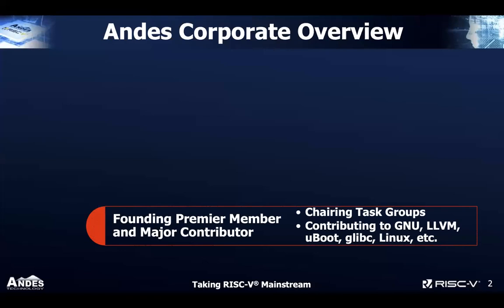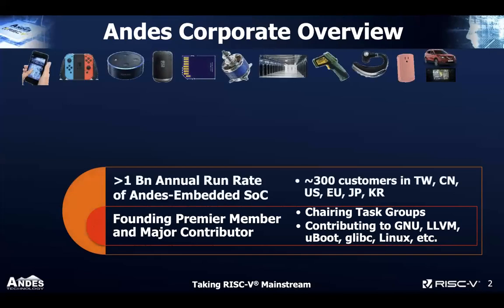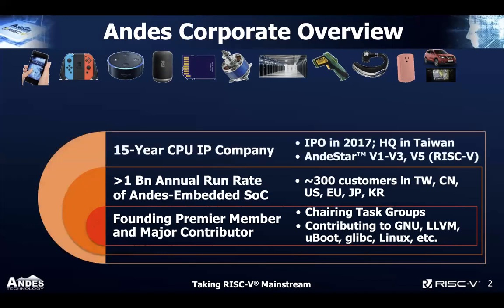We are a founding member and major contributor to RISC-V International. We chair many task groups, and we contribute to many of the open source software projects. Currently, ANDES Technology has over a billion chips shipping annually with our IP, and we have over 300 customers in Asia, North America, and Europe. Andes is a 15-year CPU IP specialist company. We went public in 2017 in Taiwan.